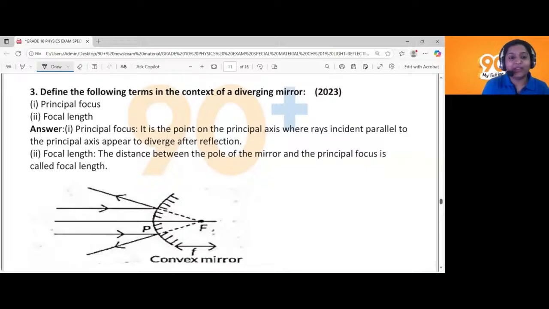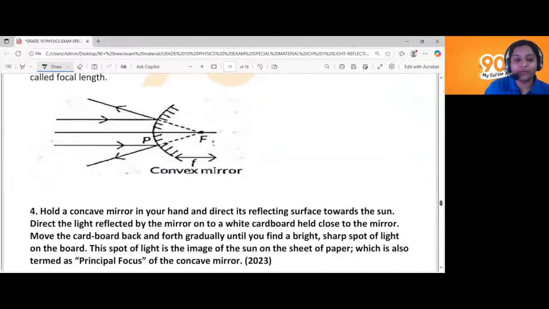Define the following terms in the context of a diverging mirror, a convex mirror. What is principal focus? Principal focus is a point on the principal axis where the rays incident parallel to the principal axis appear to diverge after reflection. They are asking only about the principal focus and focal length of a convex mirror. So what is focal length? It is the distance between the pole and the principal focus. That distance is called the focal length.